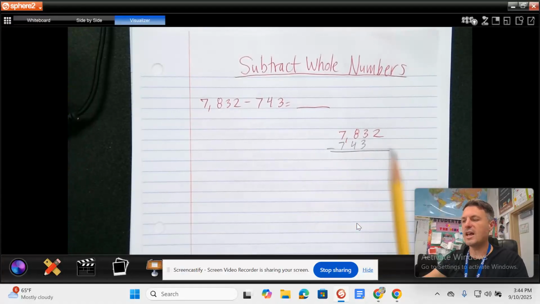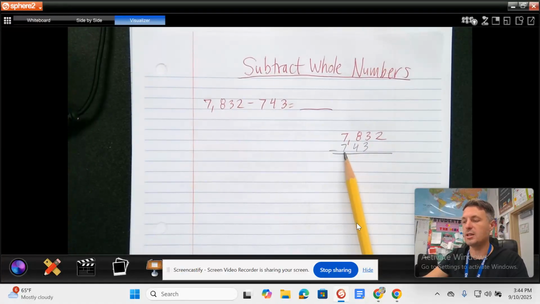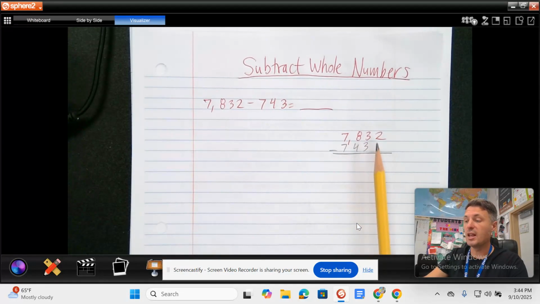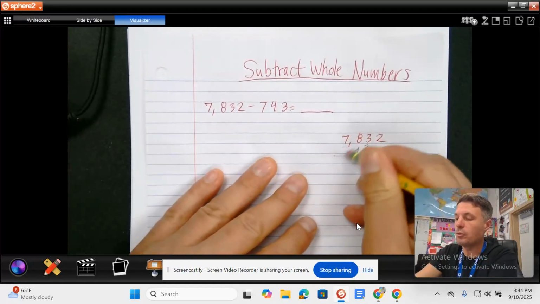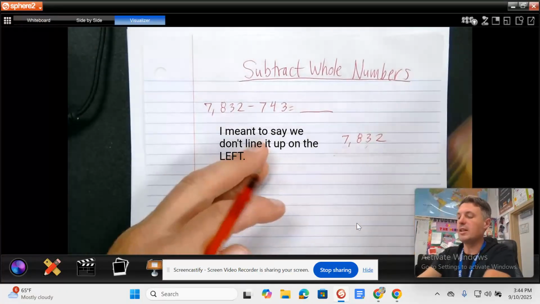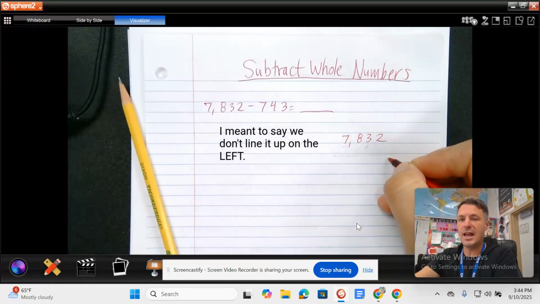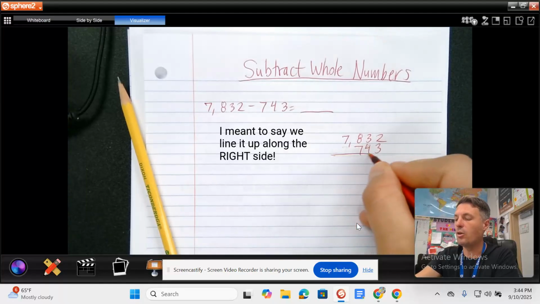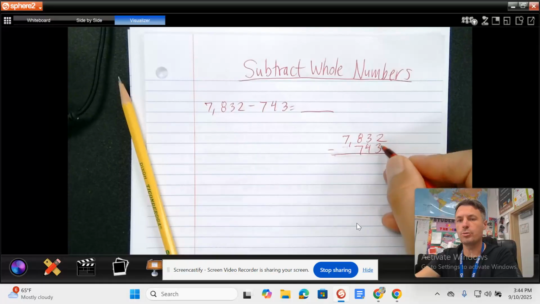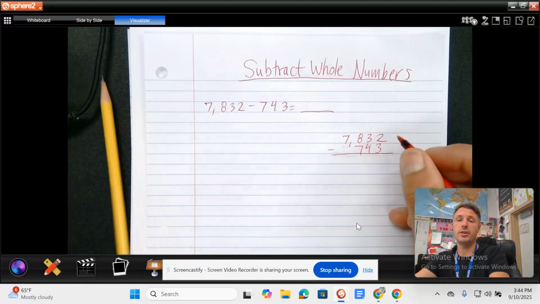Why? Because if we did that, we'd be taking the hundreds place from the thousands place, and the tens place from the hundreds place, and the ones place from the tens place. So we don't line it up on the right. Instead, we line it up along the left side of the number, like this. See, now we're subtracting the ones places, the tens places, and the hundreds places.